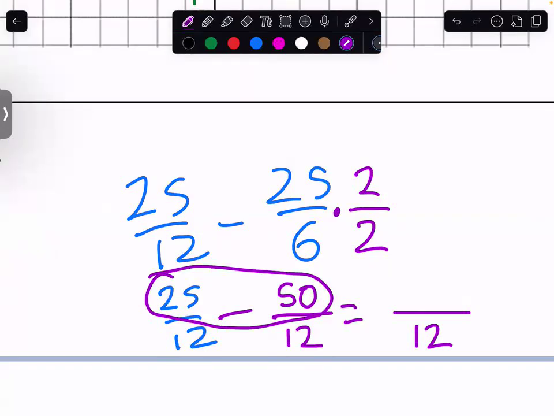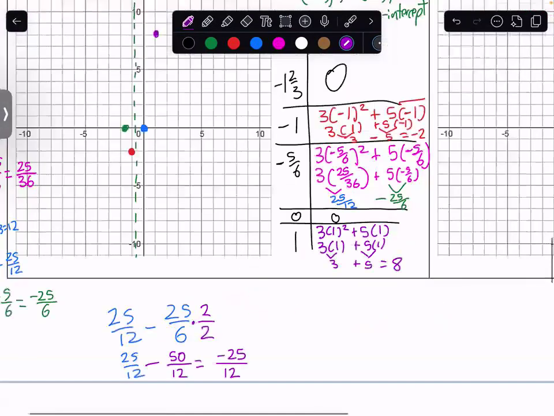Okay, so again, think about money. You had 25 cents, you had 1/4. Then you owe someone, you borrow 50 cents, right? So you can pay back 25 cents immediately, but you still owe them 25 cents, right? So you're at negative 25. Okay, so the y value is negative 25 over 12.